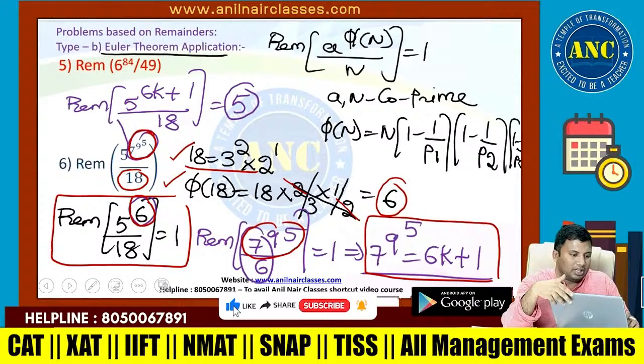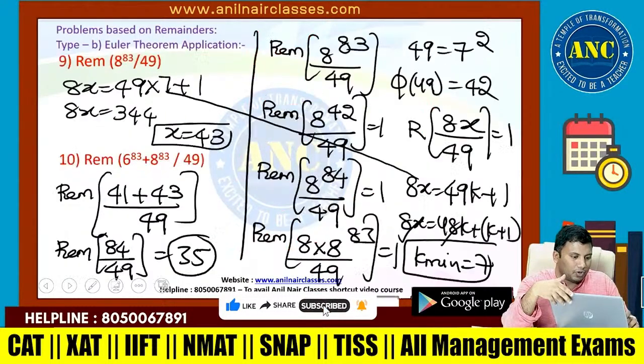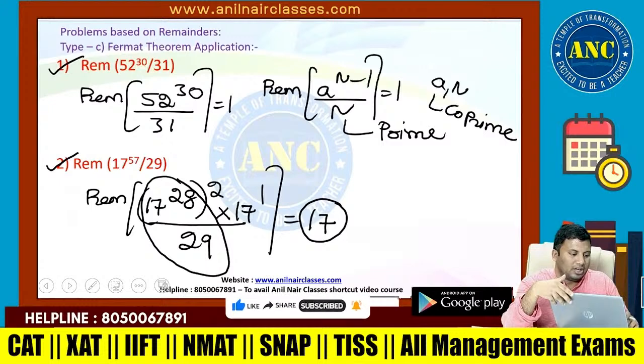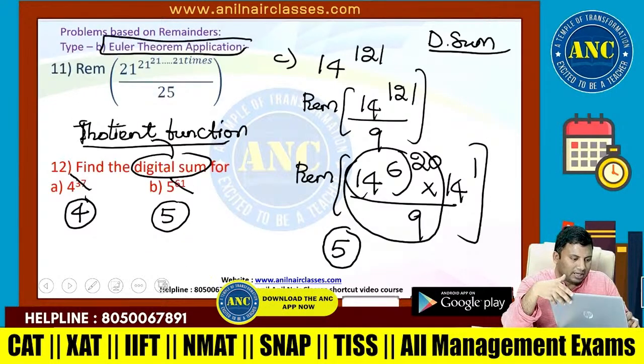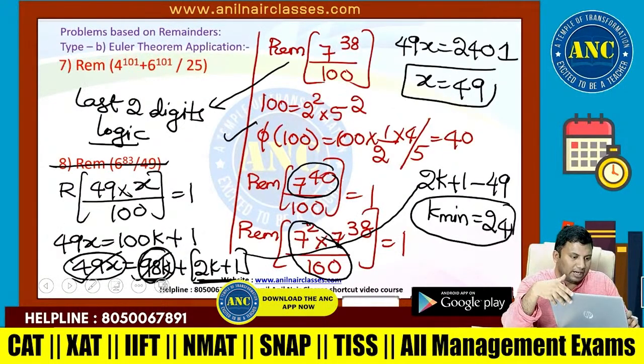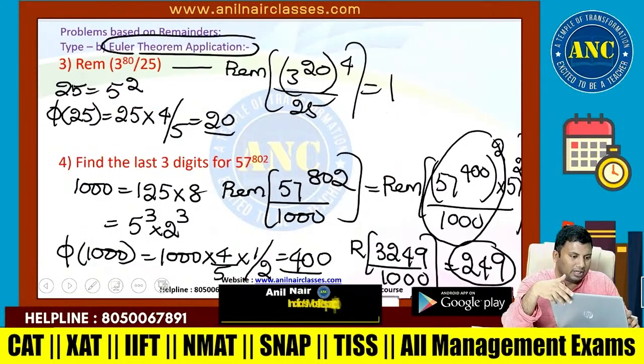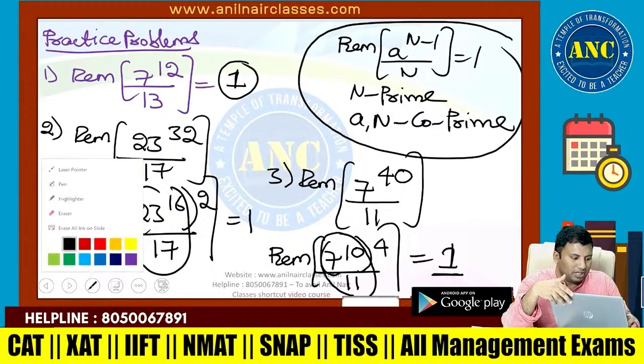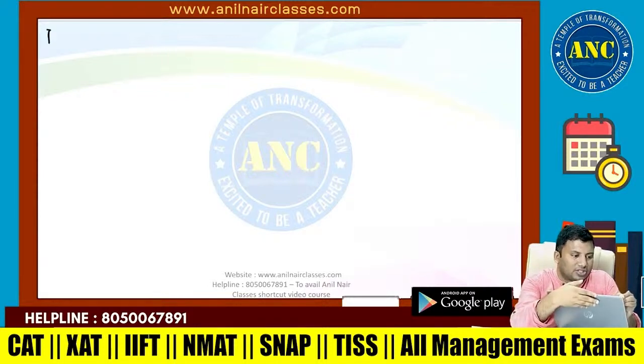Write all these: Euler's theorem, Euler's theorem application, Fermat's theorem. Now we are at Fermat's theorem. Please write down an important key point, then we will solve the problems. Please write down: Fermat's theorem, one important conclusion.